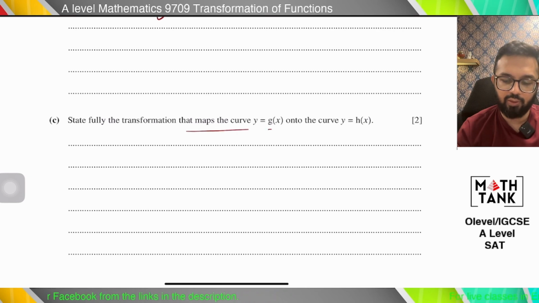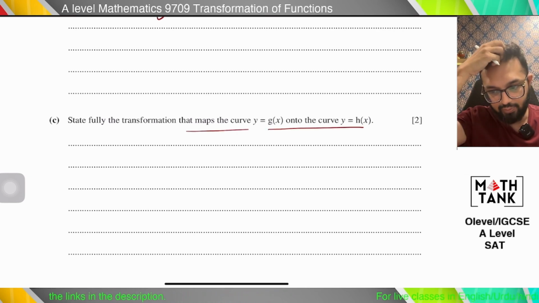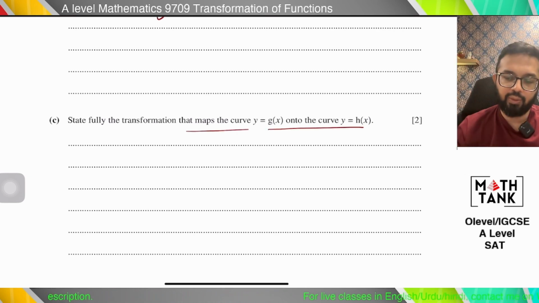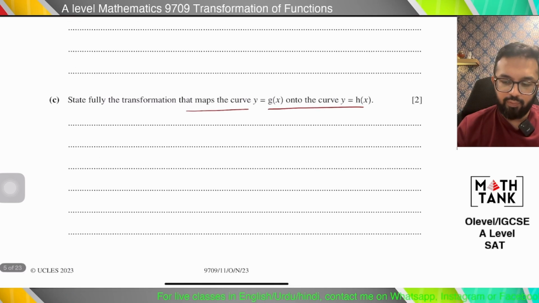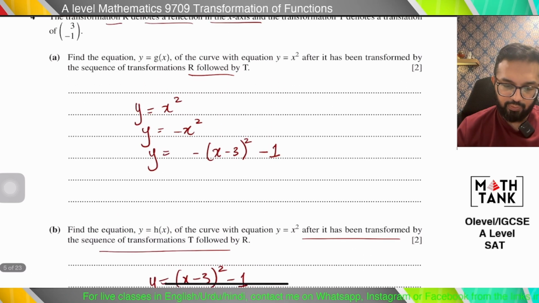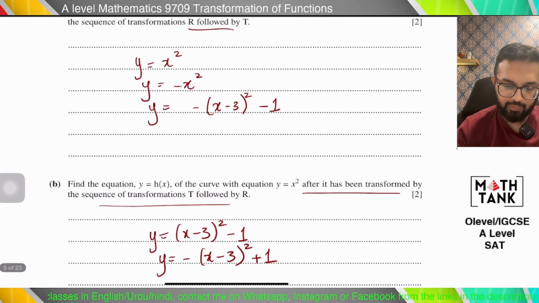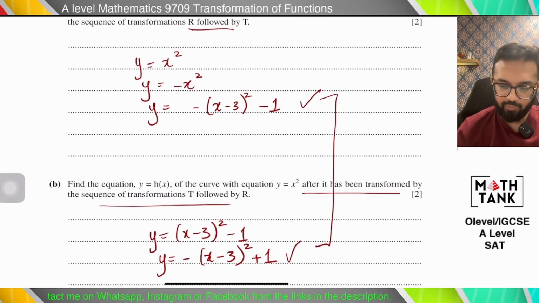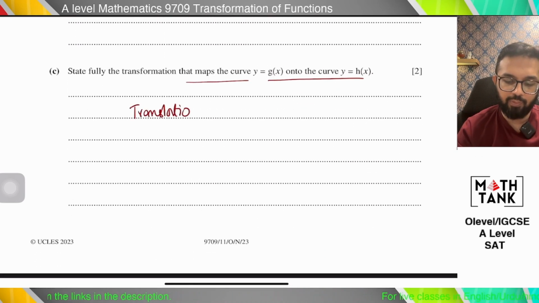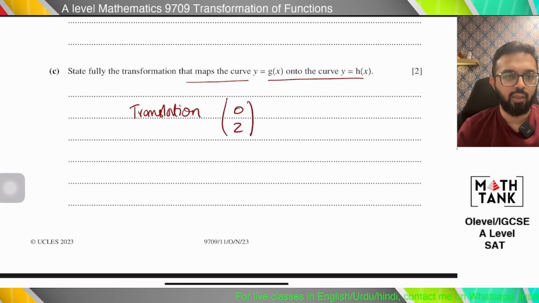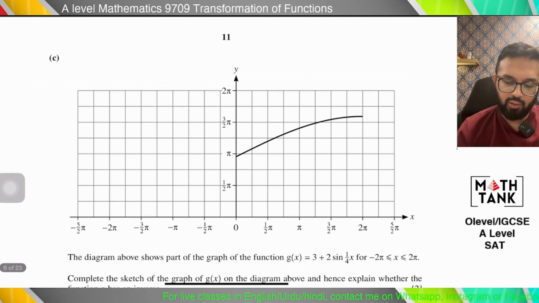Straightforwardly, the transformation that maps the curve y equals g of x onto the curve y equals h of x. Okay, from g of x to h of x. So g of x is this one and h of x is this one. So I see there's only a movement on the y translation. So it's a translation. I went from minus 1 to 1. So that's 0 and 2. Okay, I think that's simple.